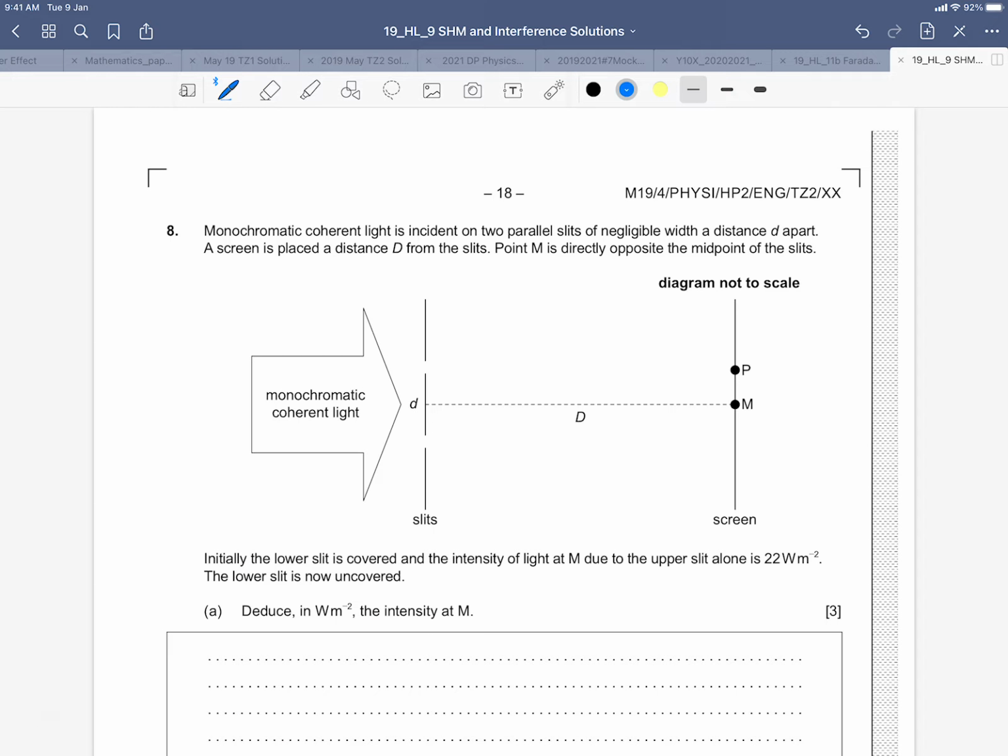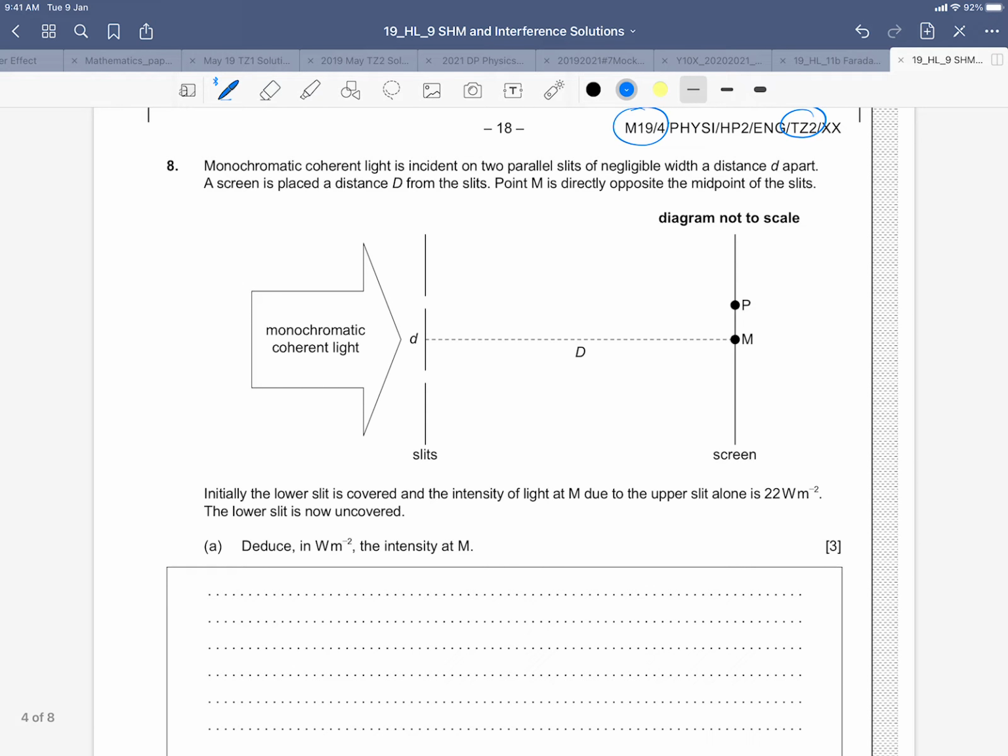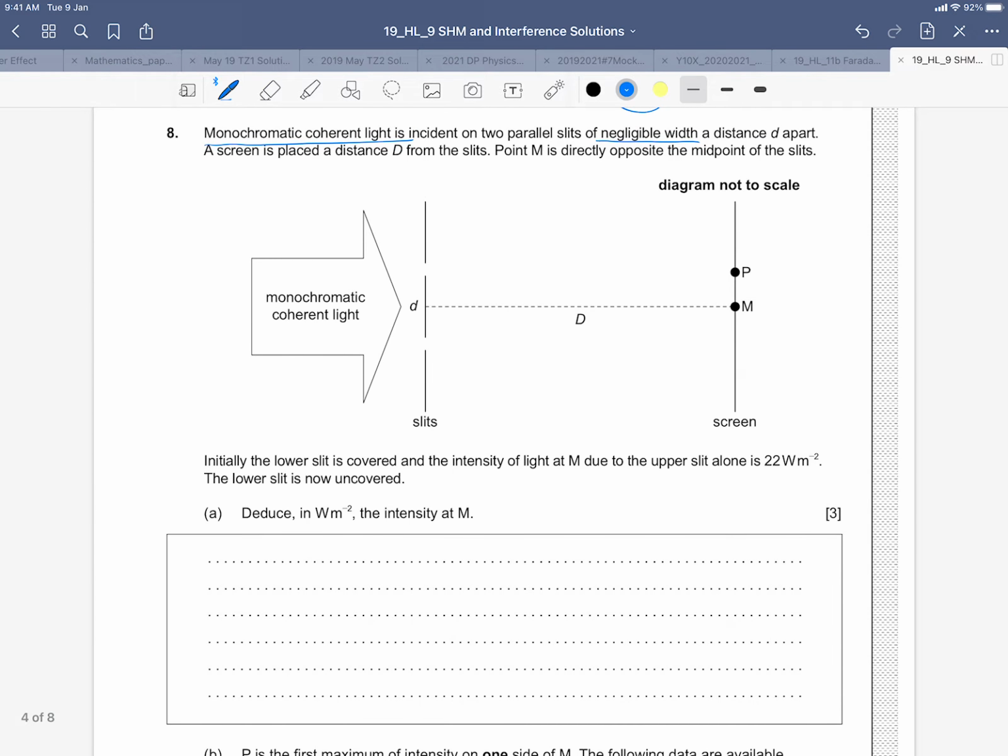Okay, then we move on to May 19, time zone 2. Question 8, we have monochromatic coherent light incident on 2 parallel slits, and initially they have negligible width. Don't need to worry about diffraction. This is only going to be 2 source interference in the beginning. And they are coherent, so they have constant phase difference, single frequency, single wavelength. The lower slit is covered at first. The intensity at M due to the upper slit alone is 22. Now we uncover it, and what is the intensity?